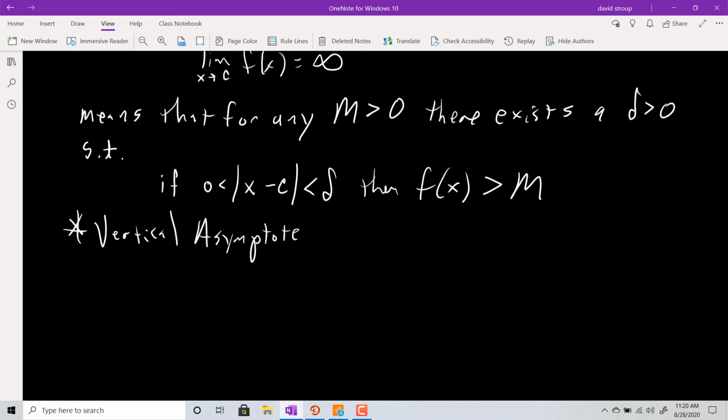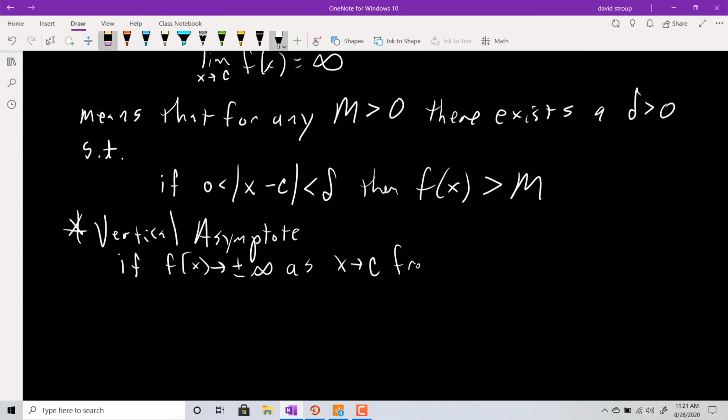So how can I write that? If f of x goes to plus or minus infinity as x approaches C from either direction. Let me cheat a little bit and just put in the exponent of plus or minus, always looking for ways to abbreviate things. As x approaches C from the left or right, then the vertical line x equals C is a vertical asymptote.